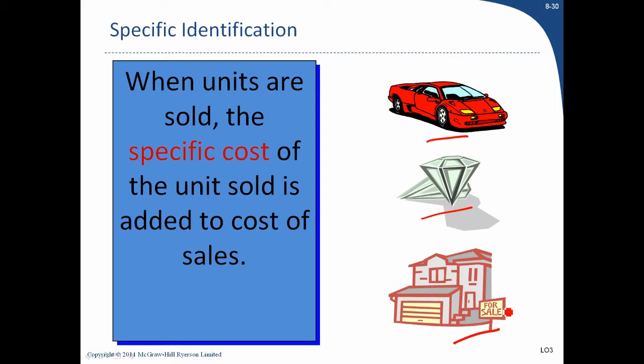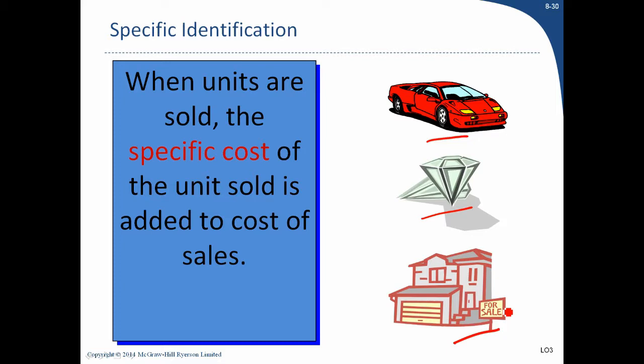It's called specific identification because you can specifically identify how much, if you're a Ferrari dealer, you know how much that Ferrari cost you, right? You spent however many $100,000 to buy the Ferrari, and then you sold this one Ferrari. You're not making 1 million Ferrari sales a day, right, where you can't even keep track of it. Same for jewelry, same for houses.